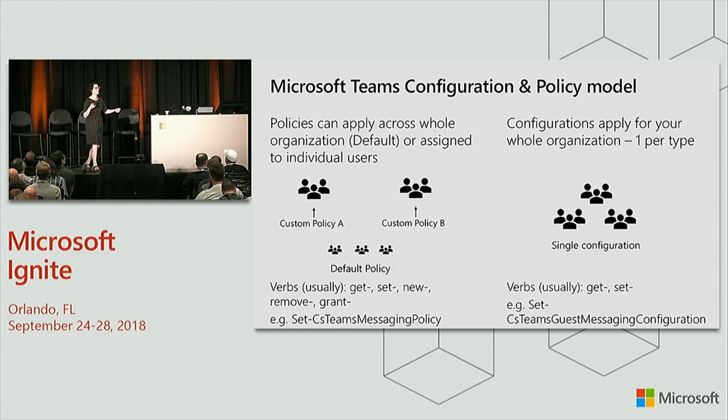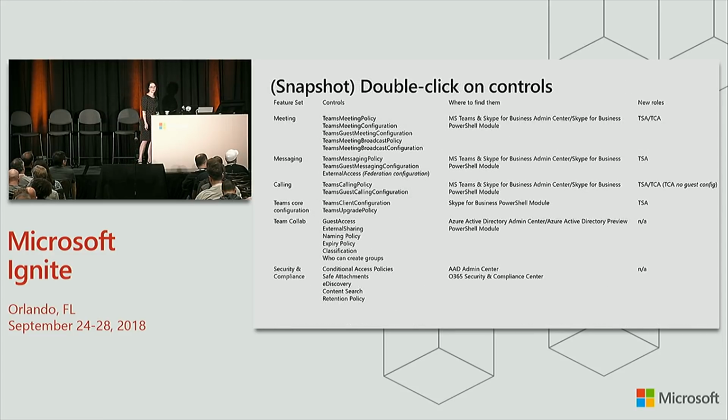So you'll see both of these types of governance controls in our product. In the UI, they're generally called policies and settings. In PowerShell, they're called policies and configurations.